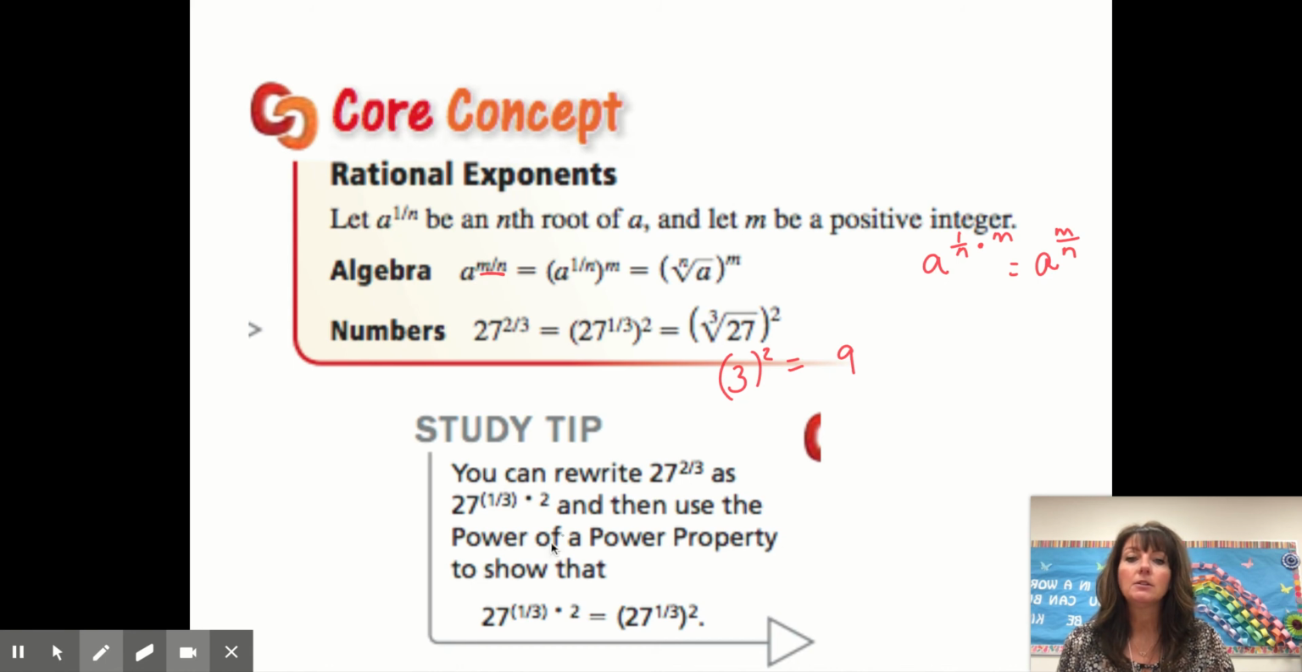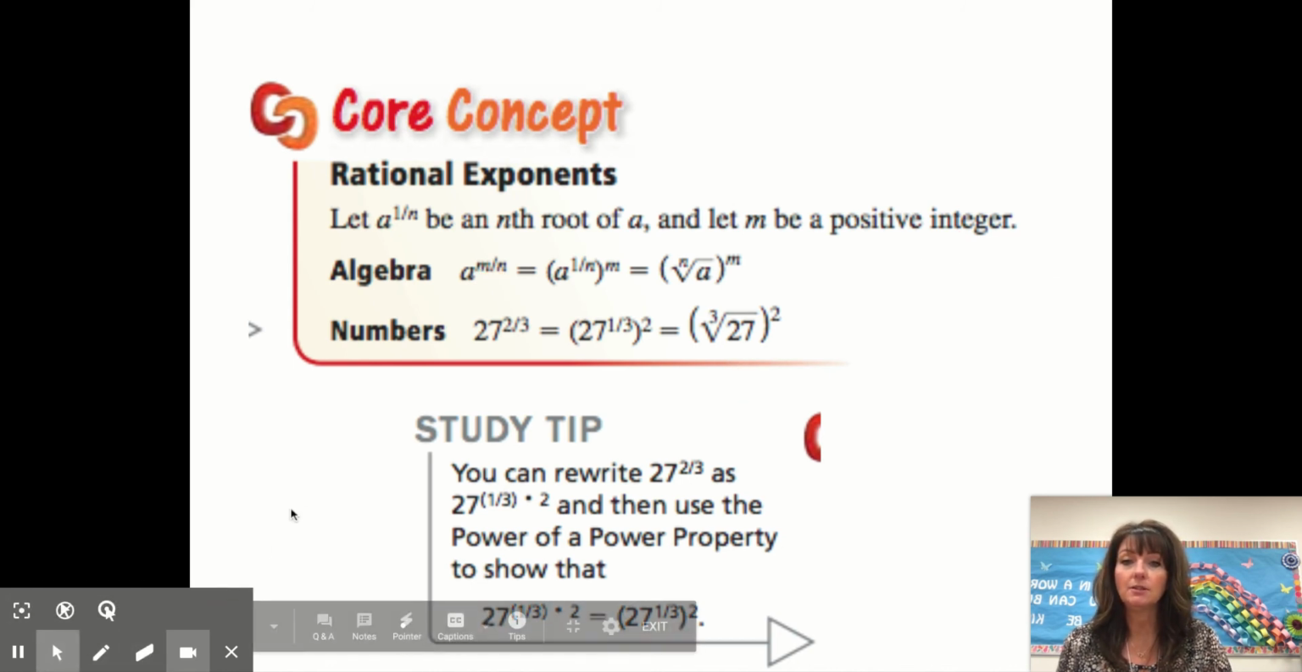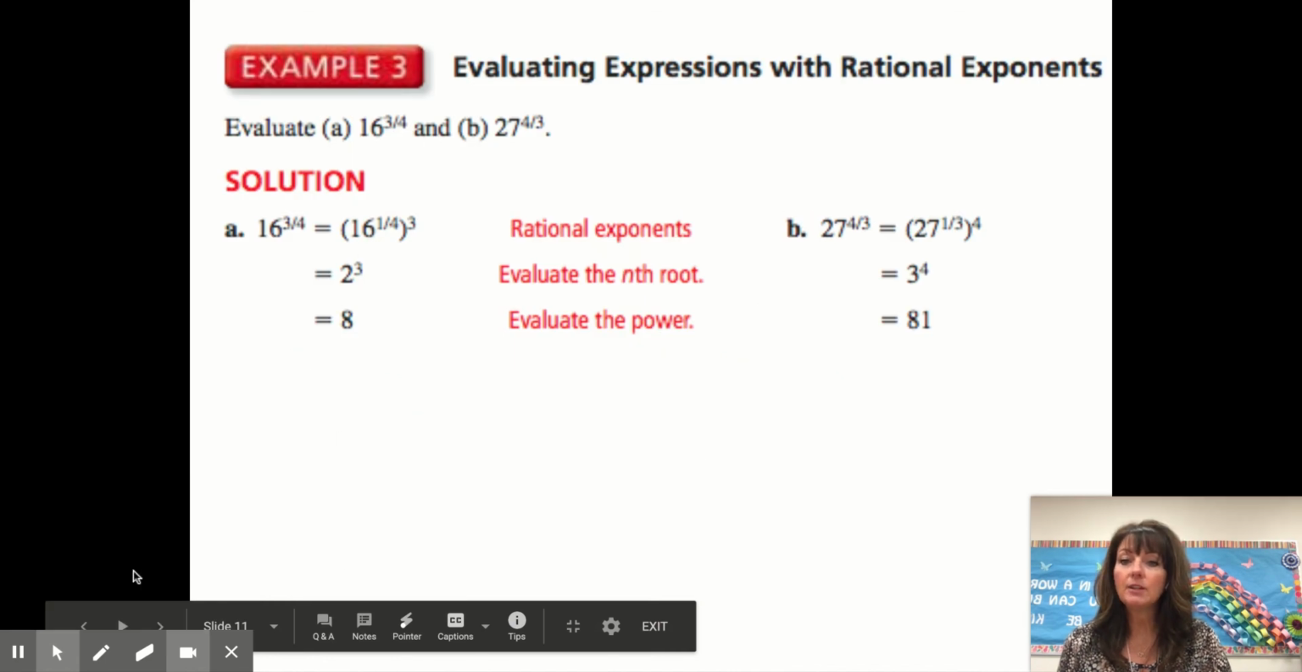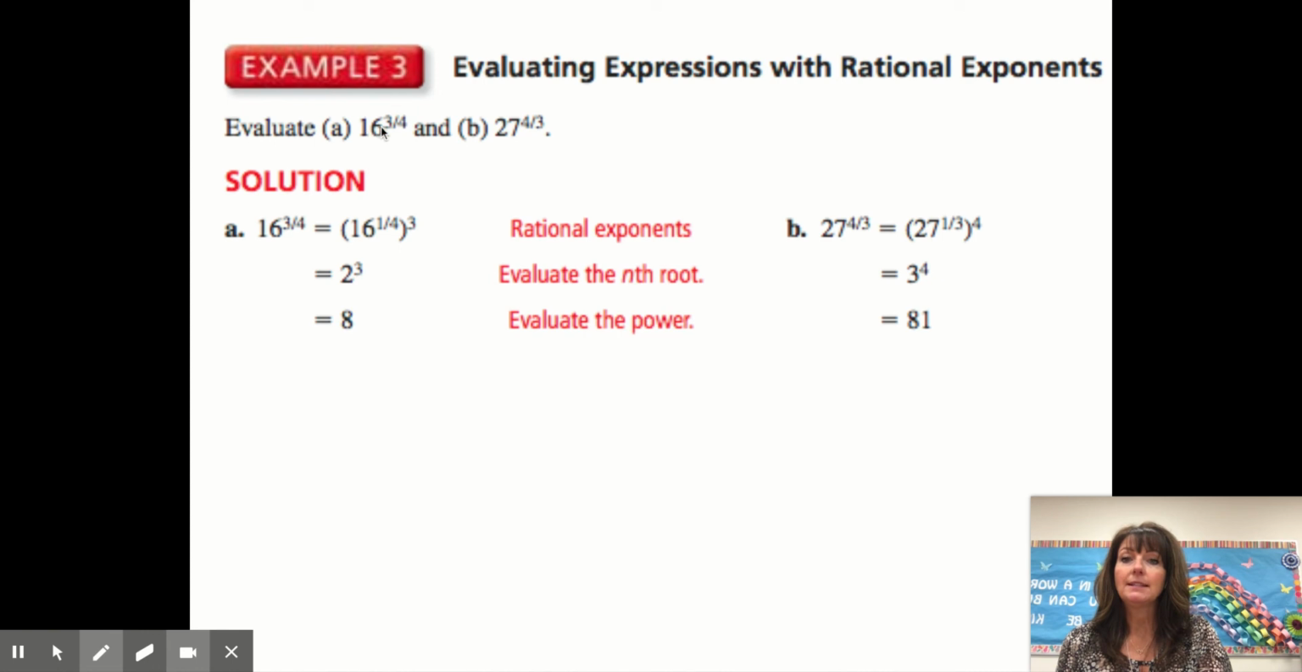All right, so we're rewriting this. Basically, that's the gist of this example. Here we want to evaluate it. We have 16 to the 1/4, and then the whole thing raised to the 3rd power. So you take the 4th root of 16, which is 2, and then take 2 and cube it, which is 8.